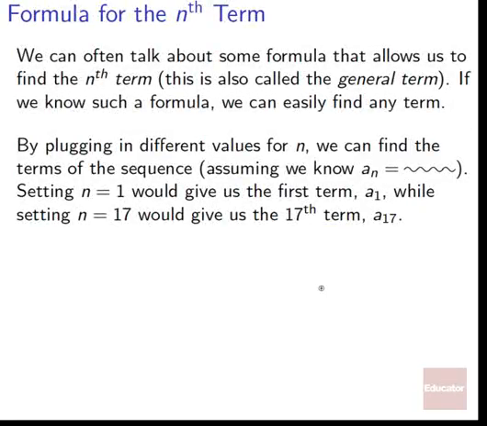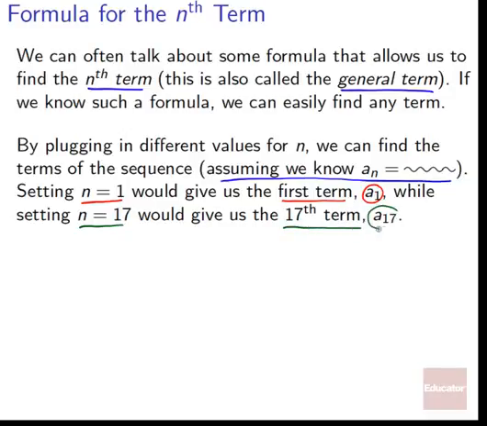We can often talk about some formula that allows us to find the nth term, also called the general term. If we know such a formula, we can easily find any term by plugging in different values for n. Since we know what the nth term is going to be, if we say some value for n, we can find the term at that position. If we plug in n equals 3, we can find the third term. Assuming we know an equals some algebraic formulation, then if we set n equal to 1, we would get the first term, A1. If we set n equal to 17, we'd get the 17th term, A17.